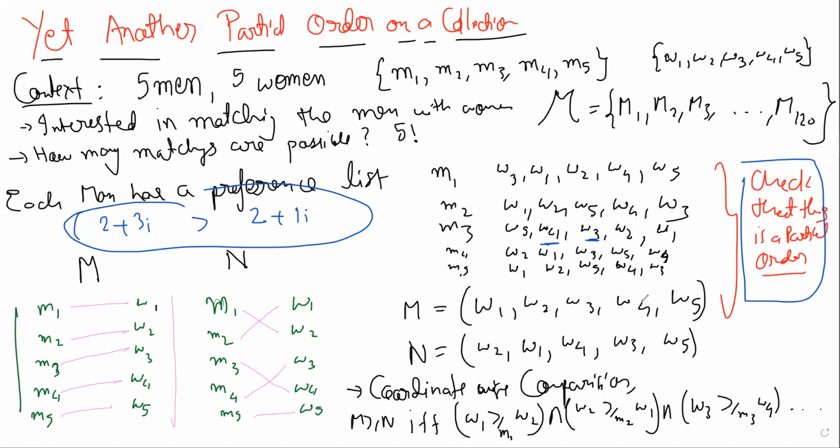It is just relative. The exact number is not important. As long as what M1 gets in M is better than what M1 gets in N, then it's fine. Then you go to the second coordinate and it has to happen too. So for example, these two matchings are incomparable.